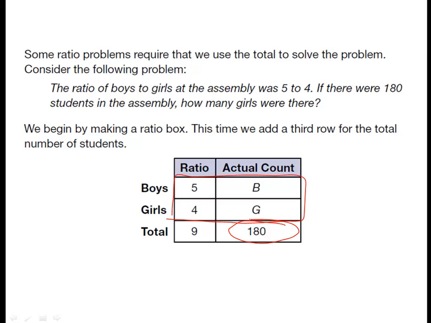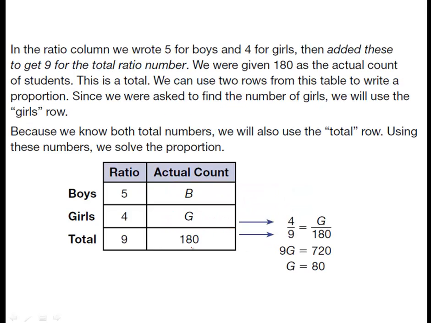So we begin by creating this box, but this time we're going to add this third box down here, so we've got a place to put our 180. The 5 matches up with the boys, the 4 matches up with the girls, and the 180 matches up with the total ratio. 5 plus 4 equals 9. So the total ratio is 9, and it's important that you understand that. They want to know how many girls there were, so we can take these two boxes right here and do our proportions.